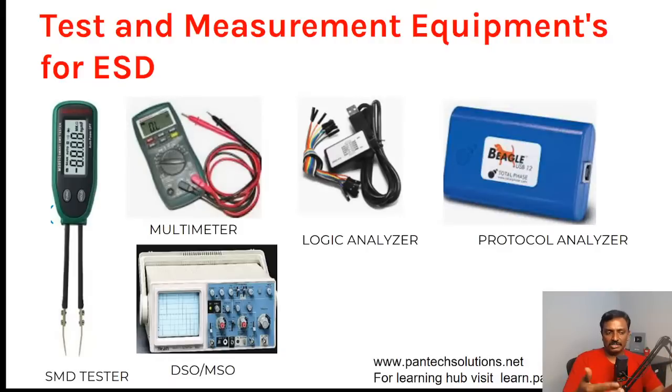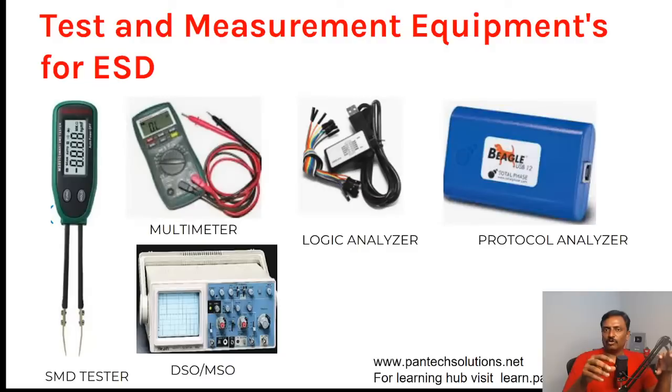Multimeters let you test voltage and current, and you have logic analyzers and protocol analyzers. For analyzing the timing diagrams of UART, SPI or I2C, you need a protocol analyzer and a logic analyzer. DSO and MSO are for checking clock signals. So these are the essential things. But there are tools which combine all of these, like the multimeter, logic analyzer, protocol analyzer and DSO. You can get everything from one single tool, like the Analog Discovery kit.